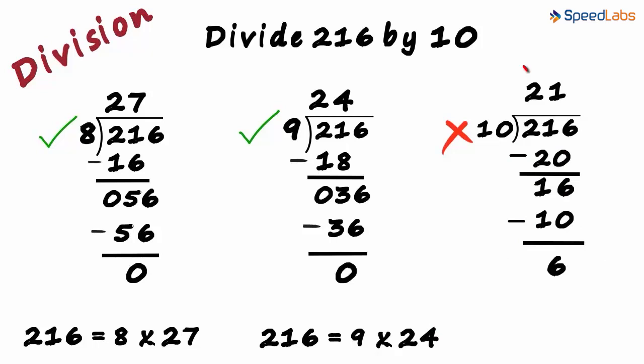We can also conclude that 21 is not a factor of 216. Remember, if the remainder is 0, the divisor and the quotient are both factors of the dividend.